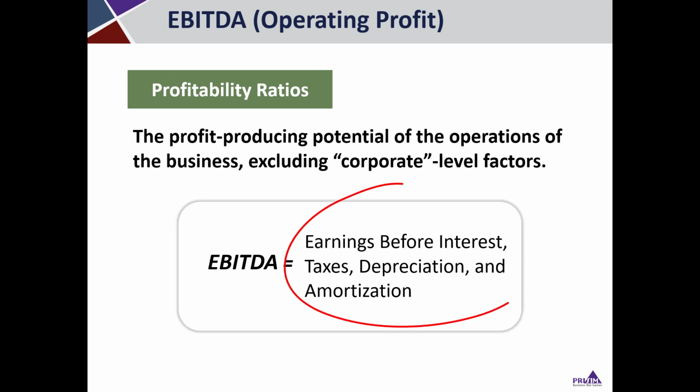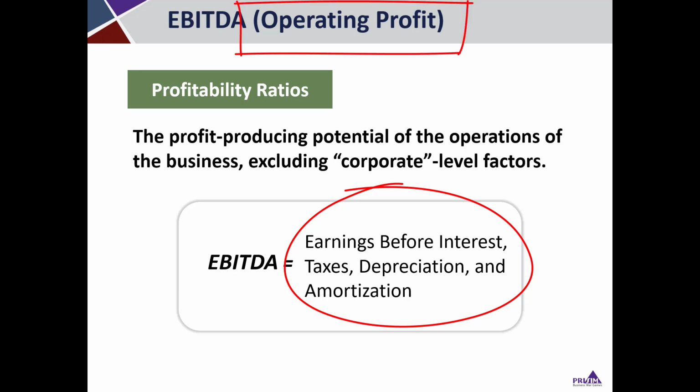EBITDA is earnings before interest, taxes, depreciation, and amortization. So it's a subtotal or a subset of profit before taking those things out. And it's often called operating profit. And it's getting to the profitability of the core operations of the business before you take out corporate level overheads like interest that comes out of your capital structure and financial strategy, or taxes. Depreciation would be obviously another thing that's at a very corporate level based on your tangible assets, or amortization of intangible assets.